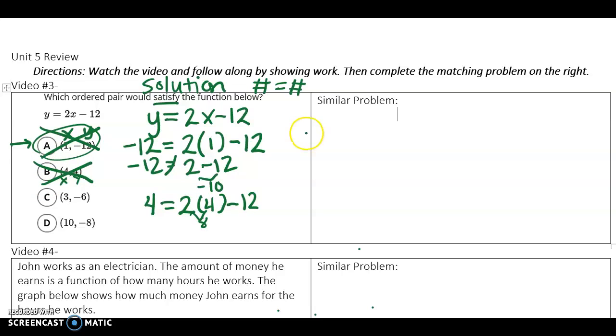Now I'm going to try option C. So instead of y, I'm writing negative 6. And then I'm rewriting the 2. Instead of x, I'm writing the 3. And then I'm writing that minus 12.